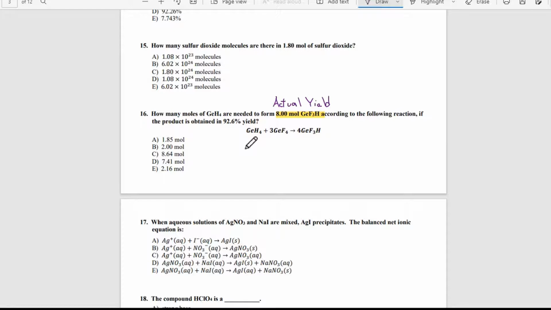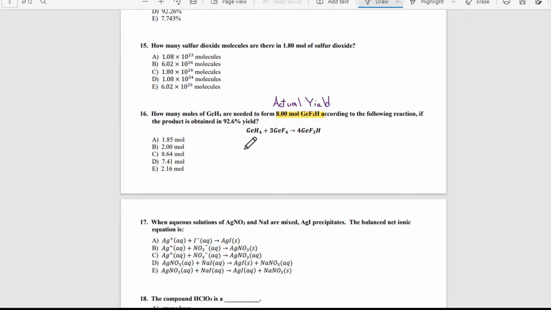Now, if it said how much could you expect to form, then that would be your theoretical. It kind of depends on the wording, but if it says how much could you expect to form if such and such reactant reacted with such and such reactant, then your answer would be your theoretical yield. Yes, assuming a 100% reaction. Typically, your actual yield is going to be the one that's given to you.